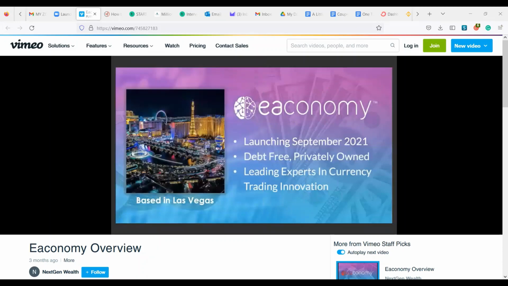So the company is called EAconomy. They launched in September 2021. They're debt-free and privately owned. They have their headquarters based in Las Vegas, and they are also opening up another office at their new headquarters in Dubai. They will additionally be having another office in Singapore too.